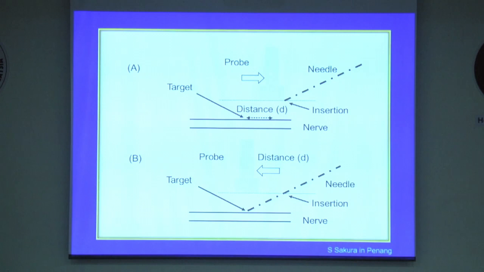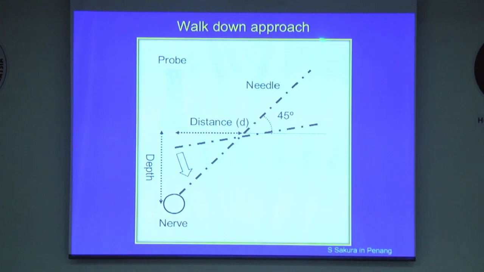There are some other techniques you could use to overcome this possible problem. You could move the transducer forward as you advance the needle, so that the needle tip is visualized all the time, but this is not easy. Or you could try the walk-down approach. First, you measure the depth of the target, and then insert a needle as far away from the transducer as the depth, and advance it at a shallow angle at first, and then gradually increase the angle until 45 degrees, so that you could visualize the needle tip on the nerve.